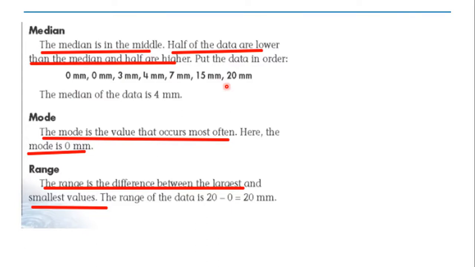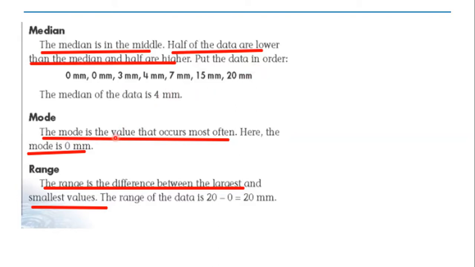First step, you have to put all the data in order. You have 0, 0, 3, 4, 7, 15. Our measurement for rainfall for 1 week, we have to put it in order. So the number that is in the middle, here, the median is 4. Some numbers are lower and some numbers are higher than the median.